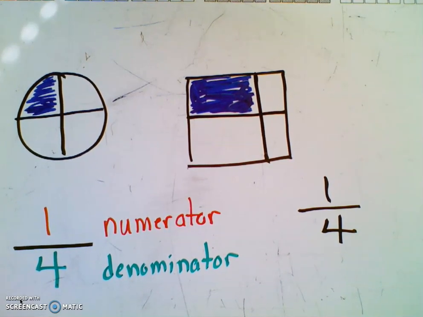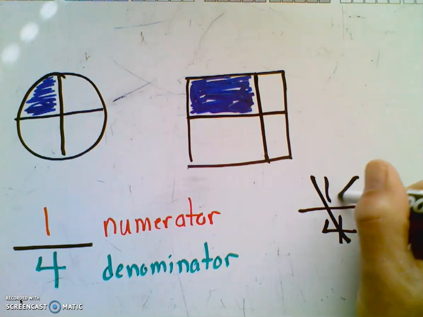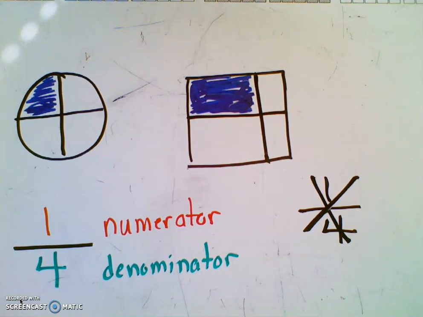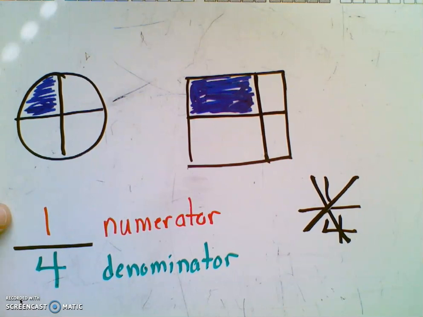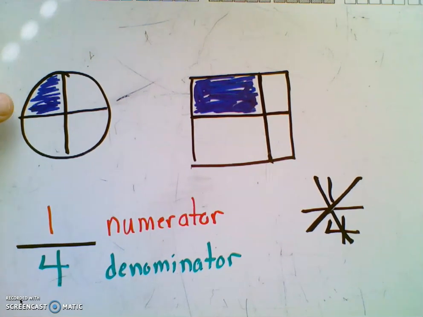I have to kind of cross this out. This is not 1/4. I'd have to do some other things there to check and see how much of that is actually shaded. Okay, we're not going to talk about that today, but this is just a quick review. So the numerator is the number of pieces that I have. The denominator is the number of pieces that it takes to make up the whole thing.